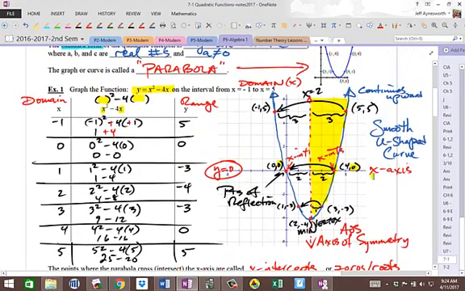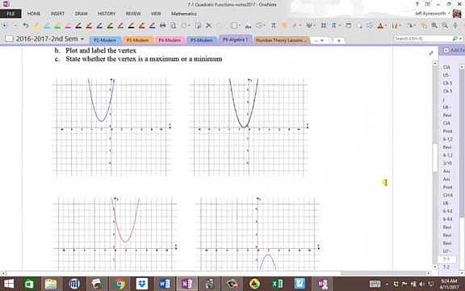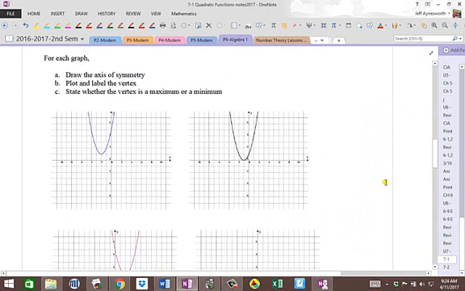Now let's get used to just identifying the axis of symmetry, and let's get used to plotting and labeling the vertex. And then let's also state whether the vertex is a minimum or a maximum. We have to determine that. Does it look like a valley or does it look like a mountain?